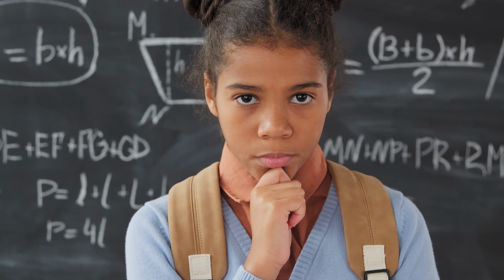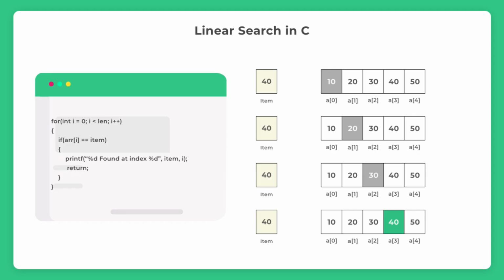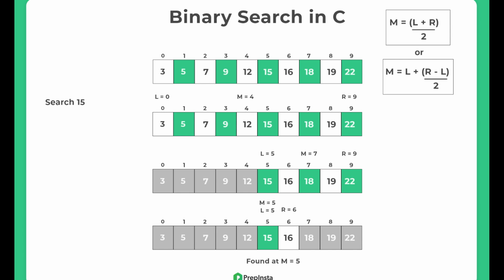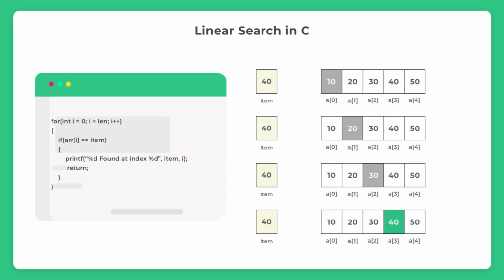Imagine you have a list of numbers. Now, I ask you to find 42 in this list. How would you do it? There are two main ways to search for an element in an array. Linear search, checking one by one. Binary search, using a divide and conquer approach. Now let's break them down.